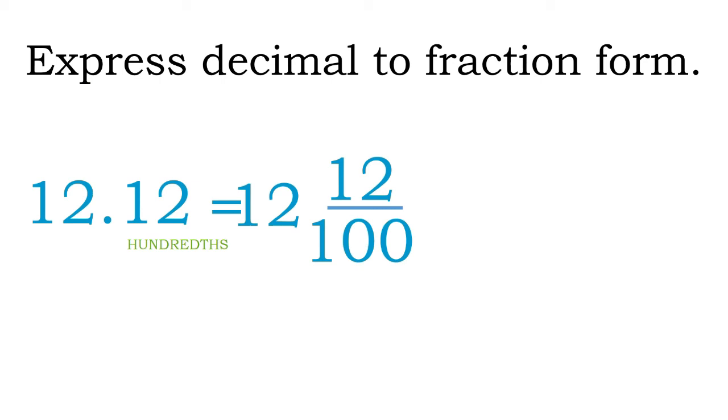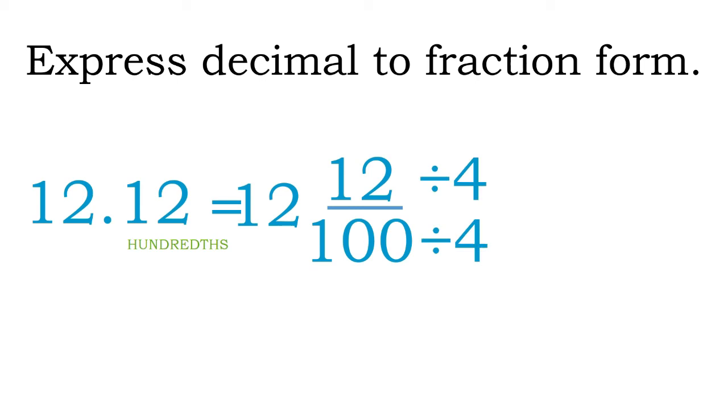Next, focus your attention on the fractional part. Check if it is in simplest form. Since there are still numbers that you can divide 12 and 100 by without remainder, then 12 over 100 is not yet in simplest form. To change it to simplest form, look for the greatest common factor. And the greatest common factor of 12 and 100 is 4. So divide both numerator and denominator by 4.